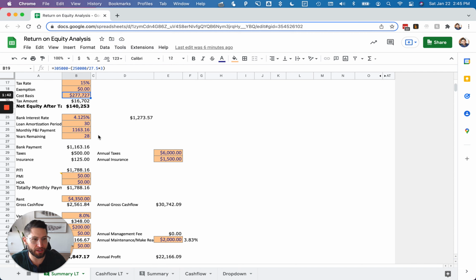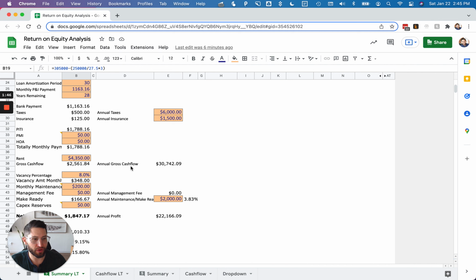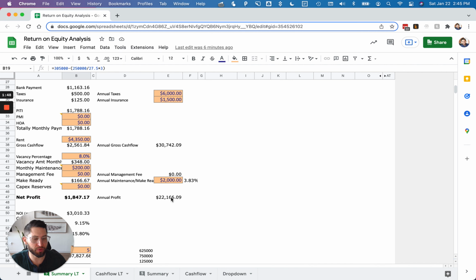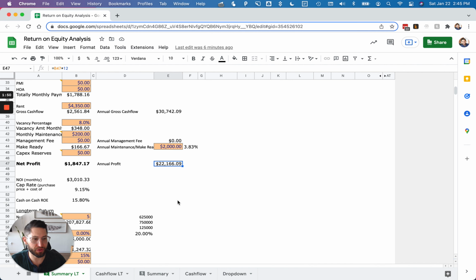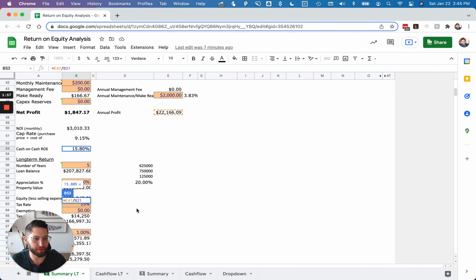So now what is my return? Right now, let's see if this is right. Annual gross cash flow, so annual profit, it's saying about 22,000. My cash on cash return on equity should be this number divided by that. So I'm getting roughly a 15% cash on cash return.